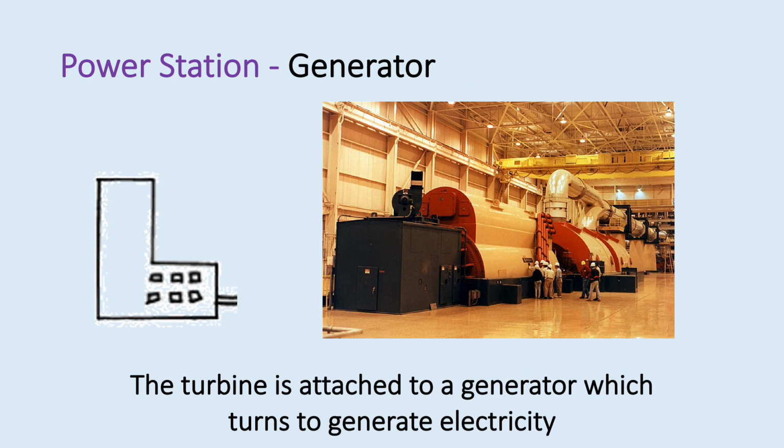Right, so still in the power station we have a generator. The turbine is attached to a generator, and that is what generates your electricity. It's a bit like a motor, but it works the other way around. This one actually generates electricity. It causes electrons to move around using big magnets and things. We're going to cover that in a lot more detail in another lesson, okay? So the turbine is attached to a generator, which turns to generate electricity.